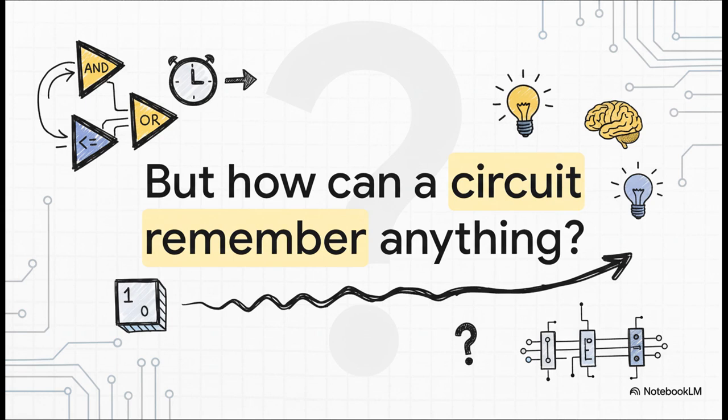I mean, logic gates are all about the here and now. What are the inputs right now? They don't have any idea what happened a millisecond ago. So how do you get a circuit to actually hold on to a value, to remember a 1 or a 0 even after things change?